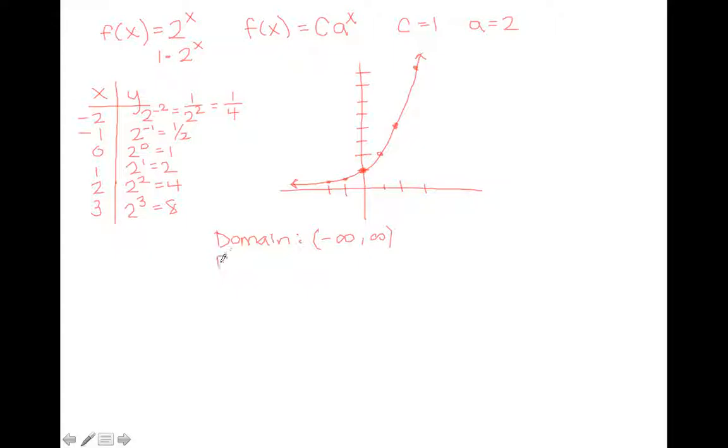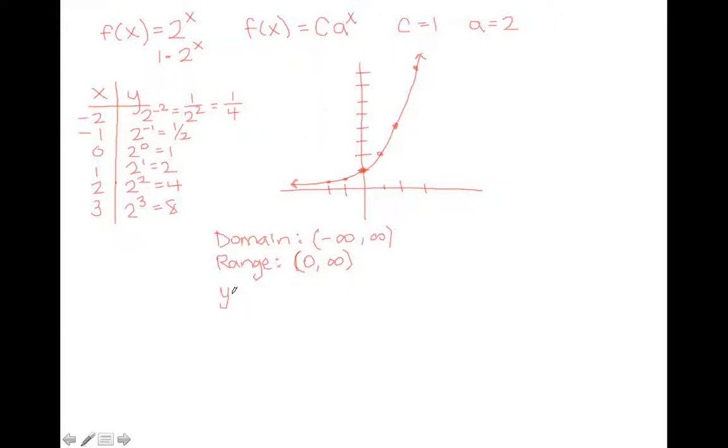The range, that's what y values can I have? That would be starting here at the x-axis and going up from there. There's no way to get negative answers, so it would be from 0 to infinity, not including 0, so you do have regular parentheses on your 0 here.